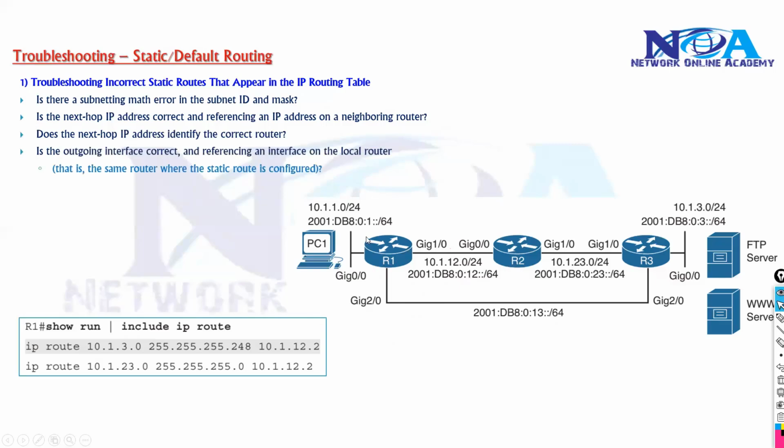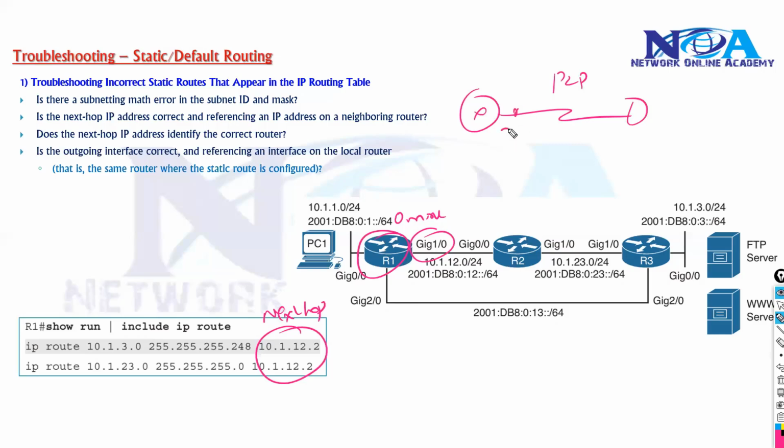So next thing is, is the outgoing interface correct? And referring to the local router. So there is an alternate way you can configure. Whenever you do the configuration, there are two ways. Either you can define the next hop address, or you can define your own exit interface. Mostly when you are using point-to-point connections, we can still use exit interface. Of course, if you're using point-to-multi-point connections, you don't really use exit interface.